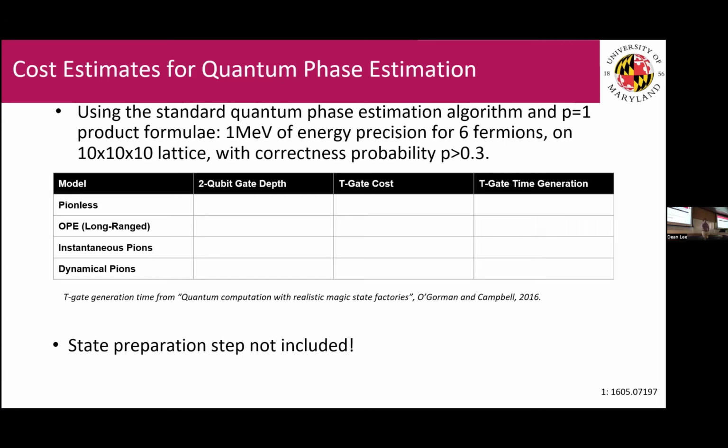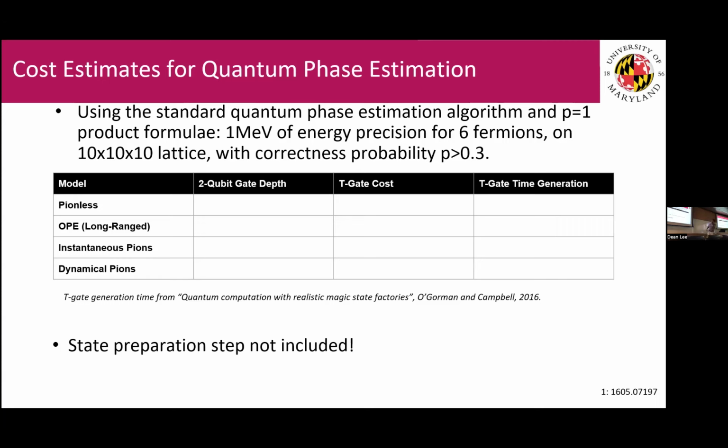The second column is going to contain the T-gate costs. So for a fully fault-tolerant quantum computer, the most important or the hardest to implement operation is something called a T-gate. And T-gates for various reasons are hard to implement. So this is going to be the metric by which we do our resource costs for fully fault-tolerant quantum computers.